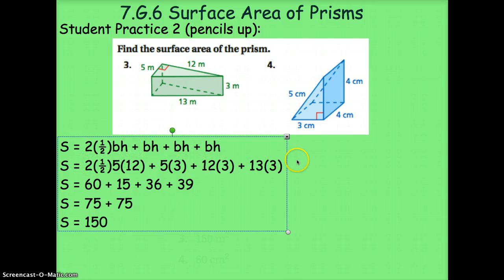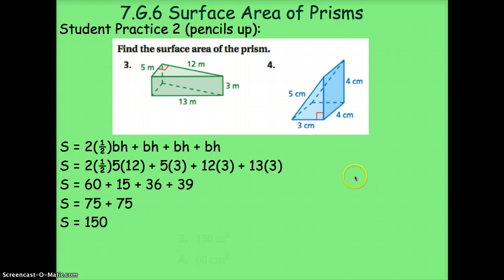Okay, so now I've gone ahead and plugged my numbers in. Now take a look here. This is what I was talking about in the last problem. 2 times 1/2 cancel each other out, because this is like saying times 2 divided by 2. So I can cross those out, and I'm left with 5 times 12, 3 times 5, 12 times 3, and 13 times 3. Add and multiply, and I've got my answer there.